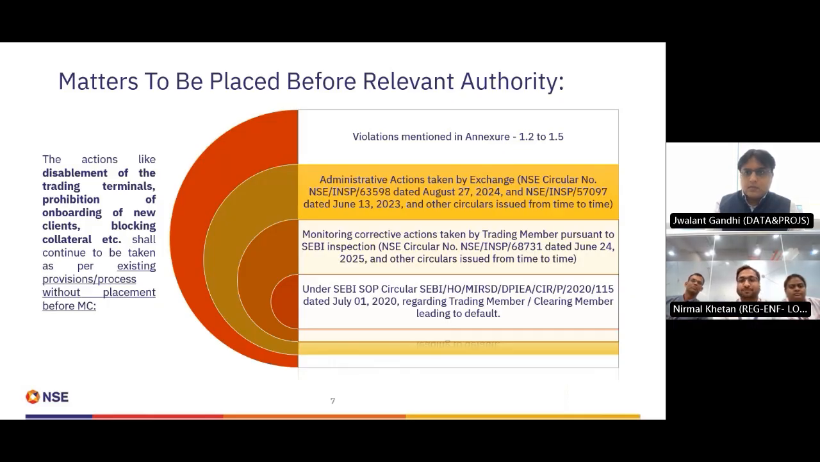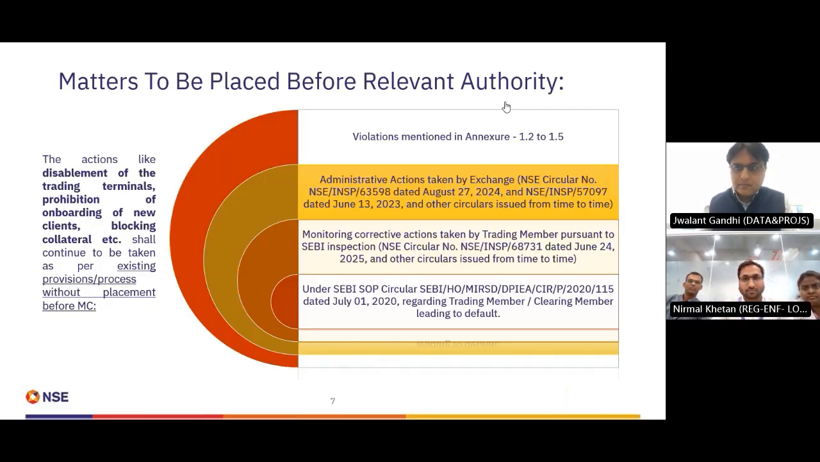Okay. Before we proceed, I again request members, in case they have any queries, especially pertaining to Annexure 1.1, which is inspection related penalty, to please post your queries under the Q&A tab. Now Nirmal, before we conclude our explanation and move to queries, it would be helpful to participants if we can share a few important noteworthy points that they need to keep in mind.